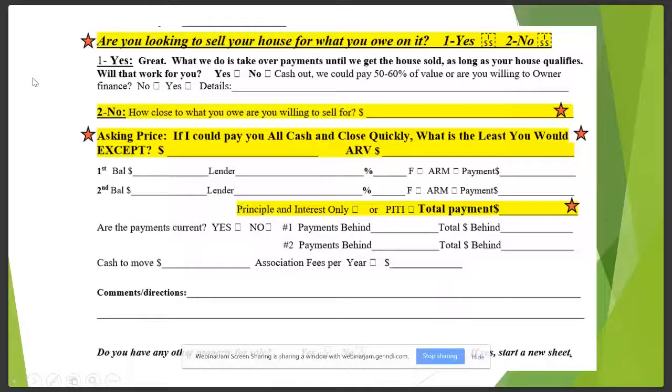Tell me about the property. Tell me where we're going. Tell me what this looks like. And now we are asking some financials.